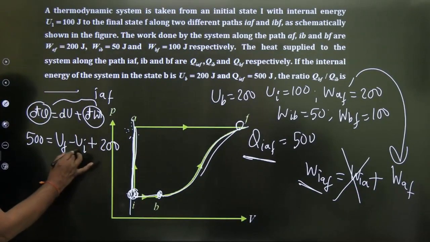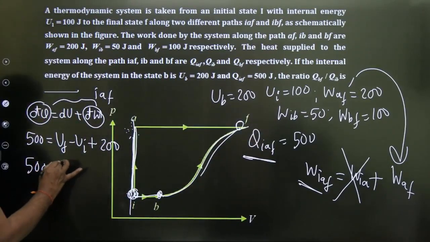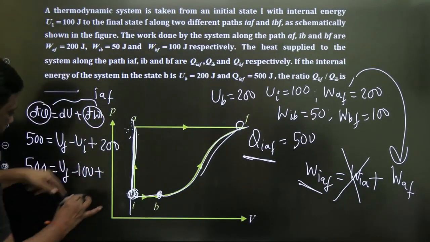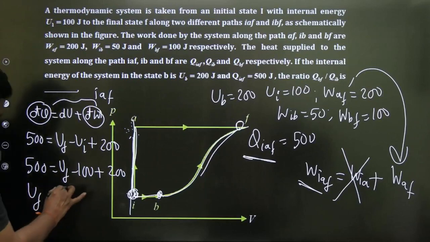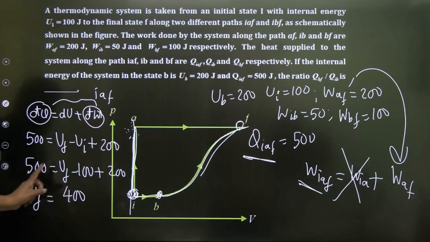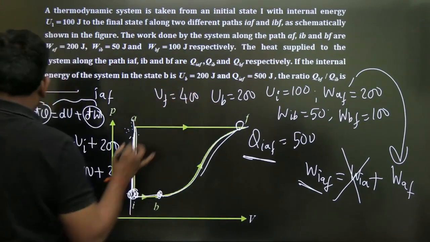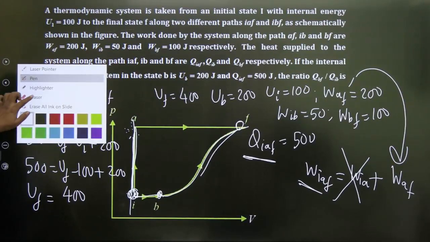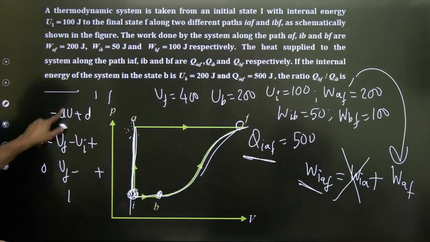Already UI is known, it is 100. So 500 is equal to UF minus 100 plus 200. So UF comes to 400. Let me check. Yes, it is 400. So UF we have calculated and it is 400. So there is no problem at all.